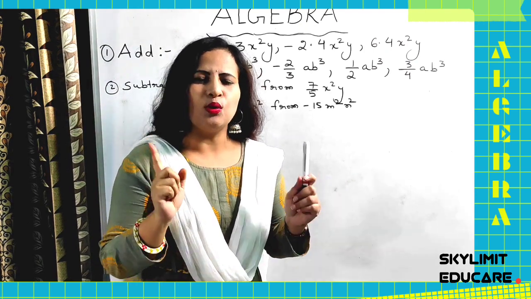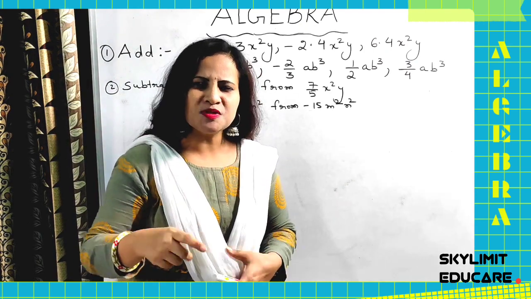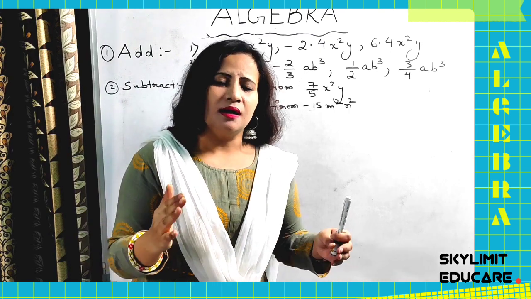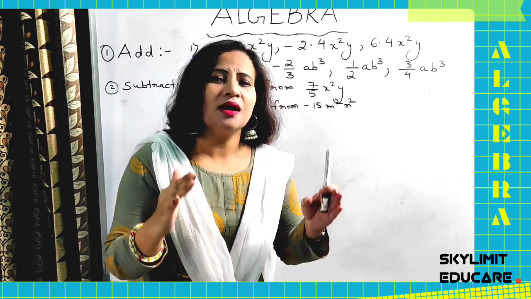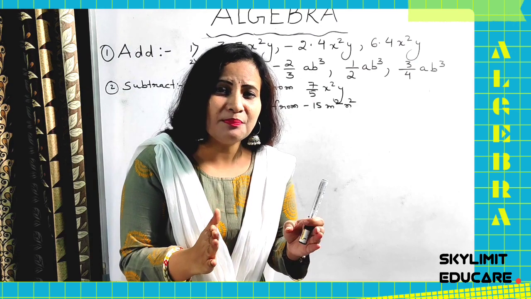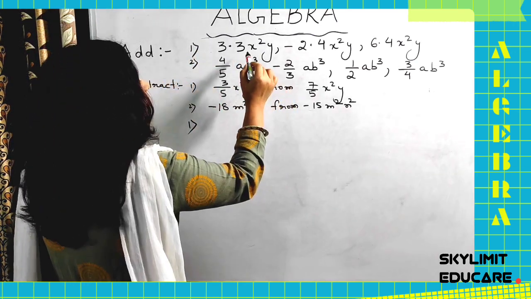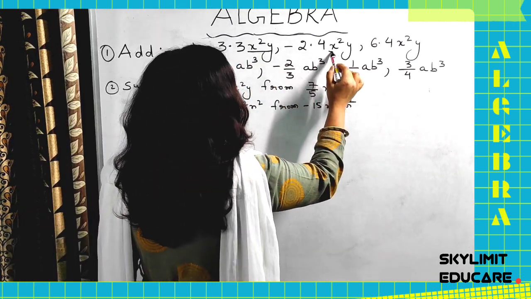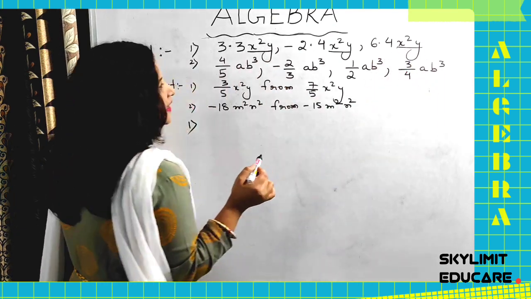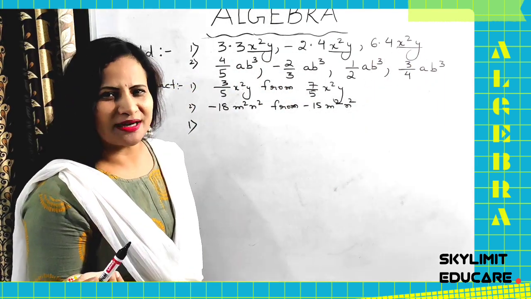You know by now very well that we can add and subtract only like terms. Like terms means terms having the same variable part. As you can see here, the variable part is x²y, x²y, x²y. So we can easily add and subtract them.